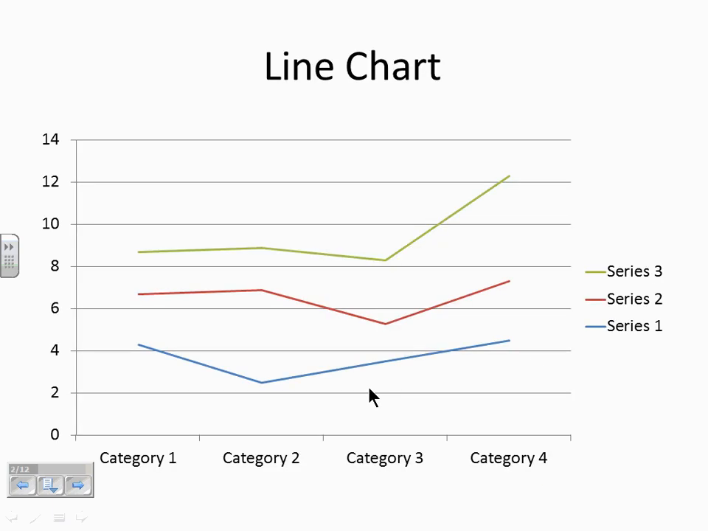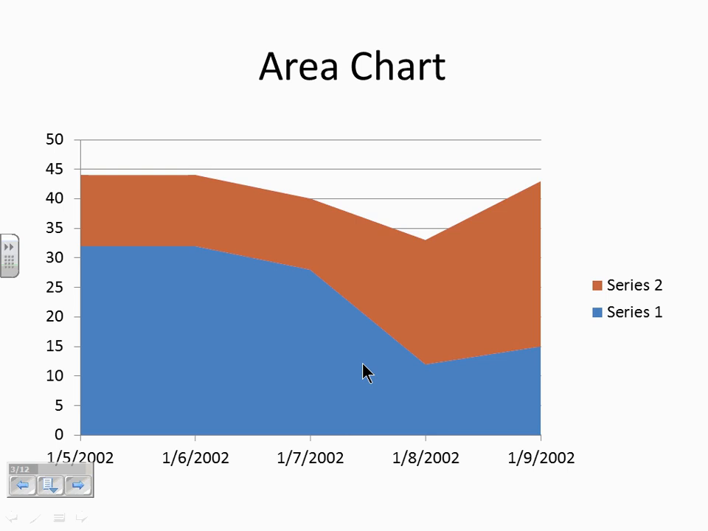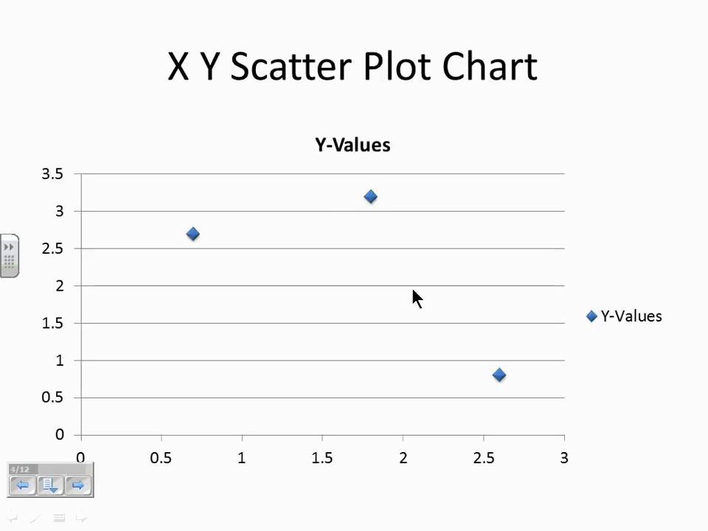A line chart often is used to illustrate changes in data over time. An area chart is like a line chart. It illustrates changes over time, but is often used to compare more than one set of data. And the area below the lines is filled in with a different color for each set of data, which makes it visually easier to read. An XY scatter plot chart is used much like a line chart, but each piece of the data is represented by a dot and is not connected with a line.